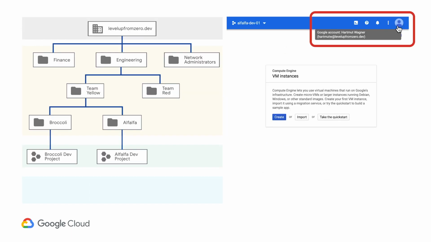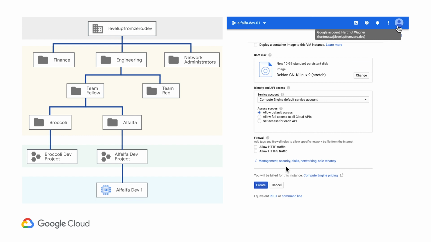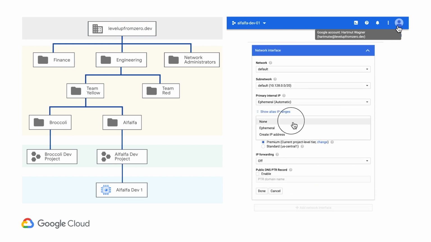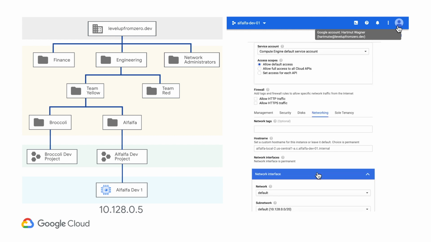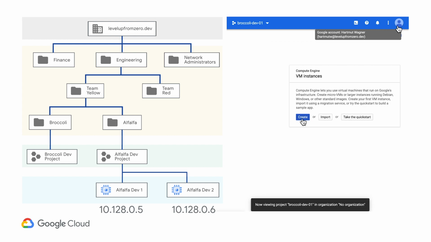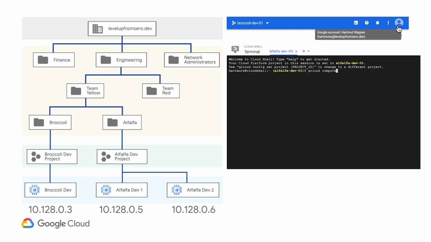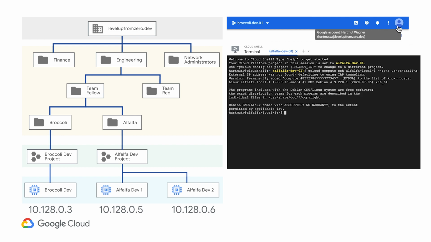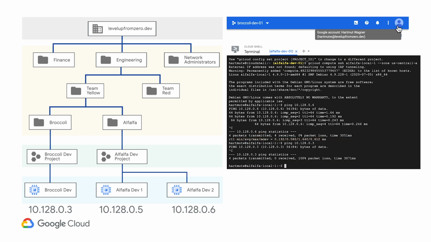Using an account on Team Yellow, we'll quickly create a VM in the Alfalfa dev project. We'll use the default internal network and no external IP addresses on the public internet. Now let's repeat this process for a second Alfalfa VM and one in the Broccoli project as well. A quick SSH to one of the VMs in Alfalfa shows that it can successfully ping the other VM in Alfalfa. But here we can see it cannot reach the VM in Broccoli. This is because they're in two different projects that don't share a VPC.